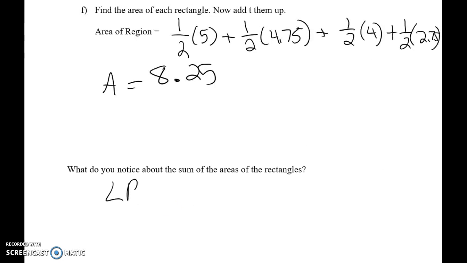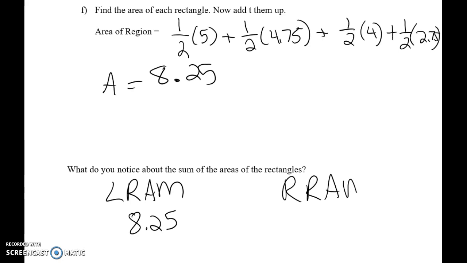So when we did the left rectangle approximation method, we got an area of 8.25. Remember, those rectangles sat above the curve. When we did the right rectangle approximation method, we got 6.25, and those rectangles sat below the curve. So we can assume that the correct or the exact area is somewhere in the middle.